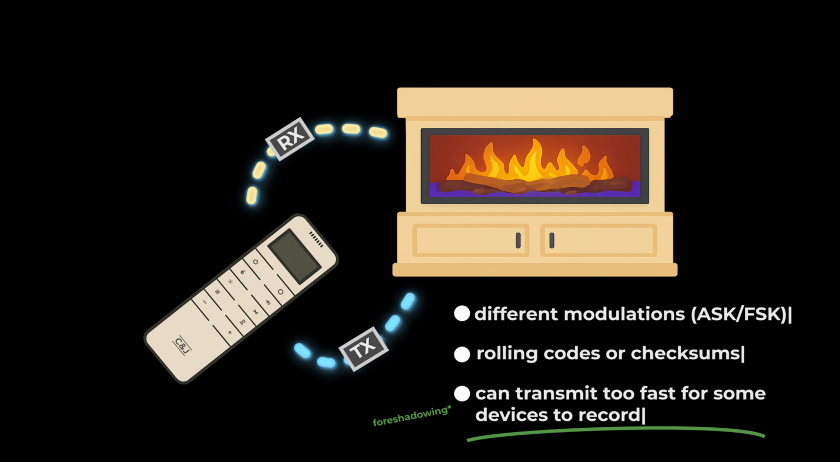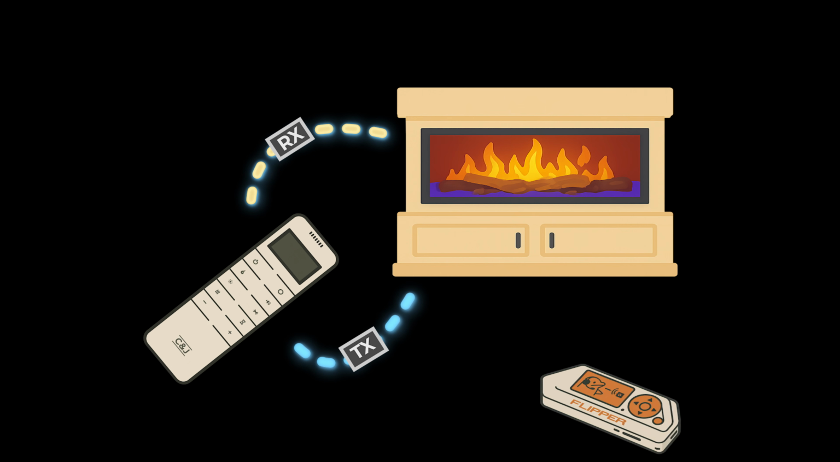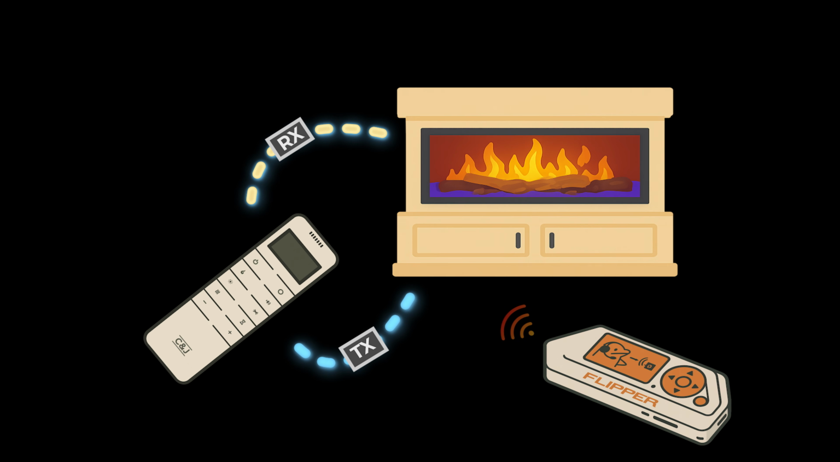And of course, unlike infrared, sub-GHz signals aren't standardized, can use many different modulations like ASK and FSK, and may include rolling codes or checksums. They can often look like noise until you know what you're looking for. And in some instances, they can transmit too fast for some devices to record, which means tools that work great for infrared don't always work well here. And that brings me to my first big problem.